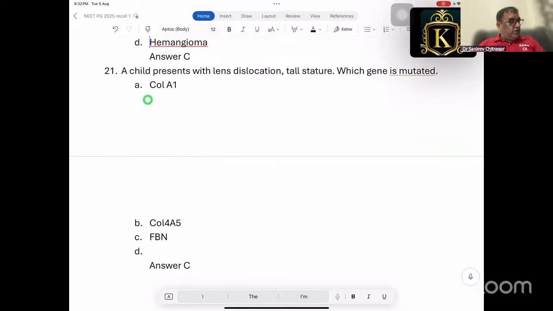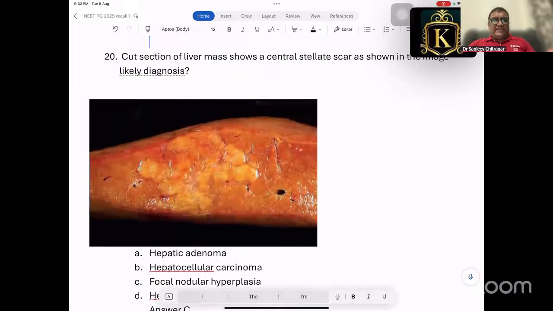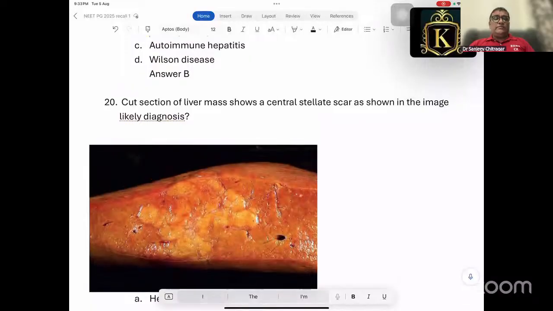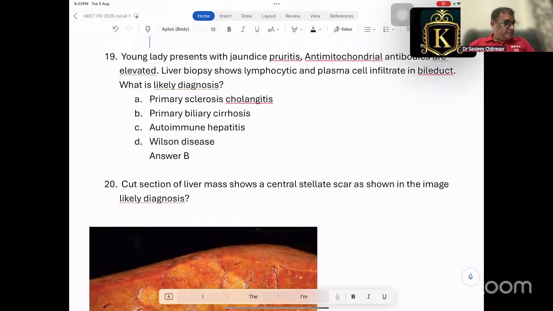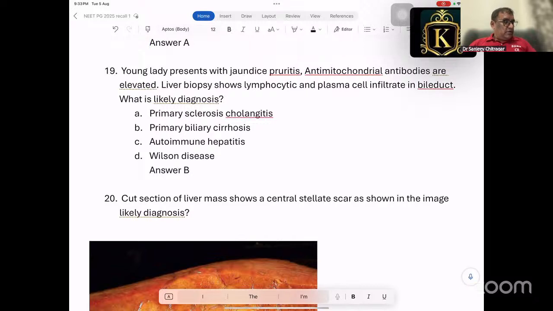The question did not mention a central stellate scar in FNH? No, see, Marfan will come in every question, so it is not about FMG. The questions had representation from the same diseases that keep coming again and again. Obviously, the examiner cannot invent new diseases, right? So they will ask the same questions.